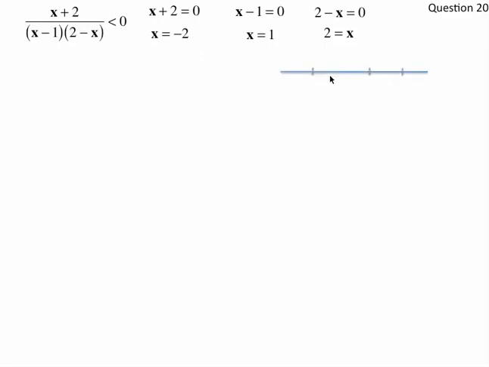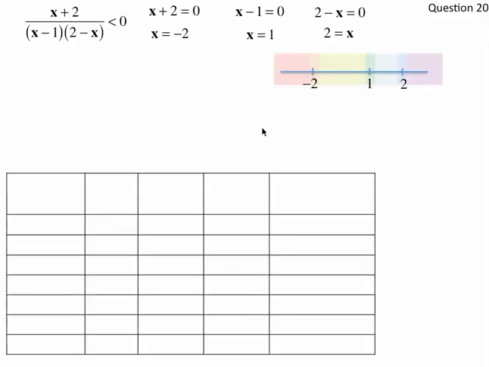I'm going to put these on the number line. So negative 2, 1, and 2. And so we're going to be looking at the regions less than negative 2, the point where x is equal to negative 2, the region between negative 2 and 1, the point at 1 where x is equal to 1, the region where x is between 1 and 2, the point where x is equal to 2, and the region greater than 2. I'm going to put all that into a chart.